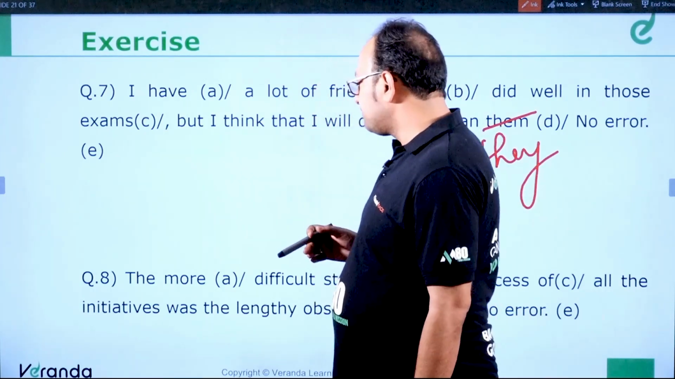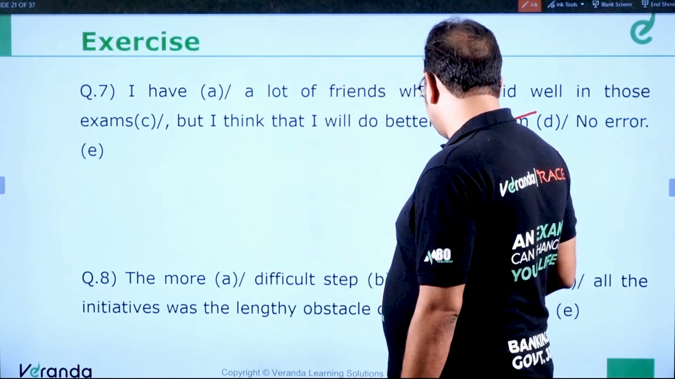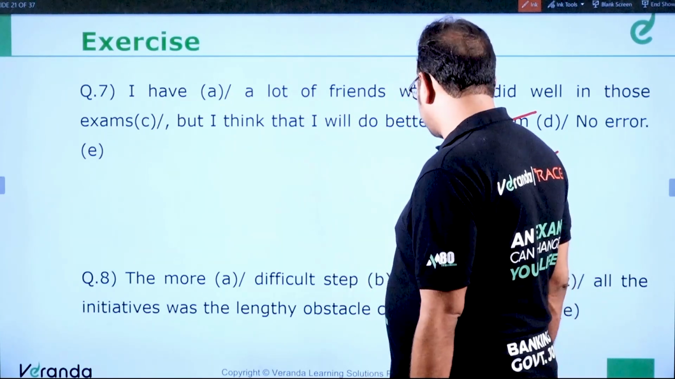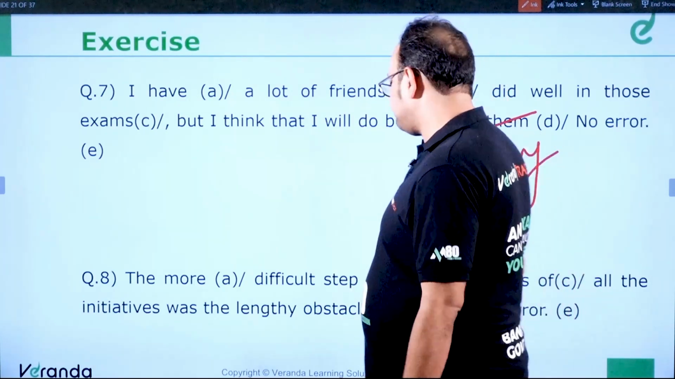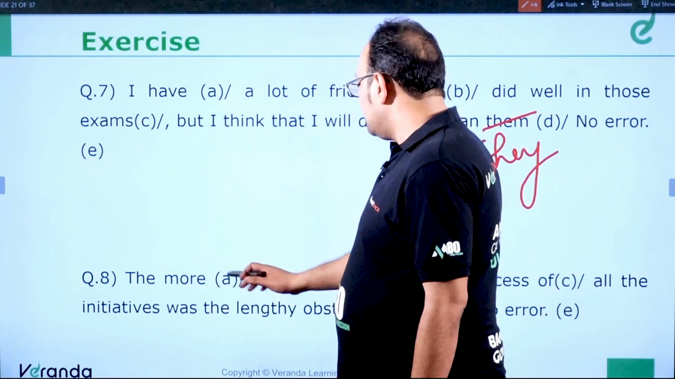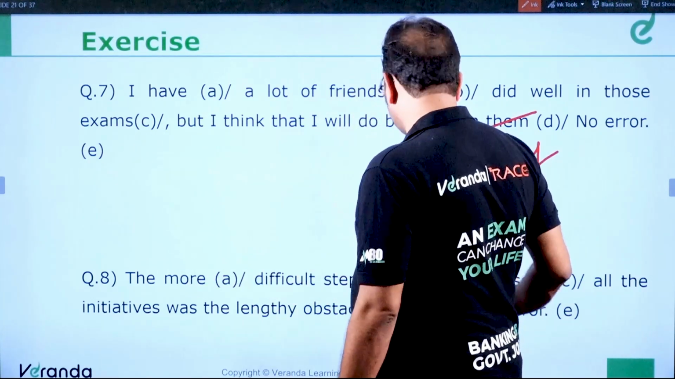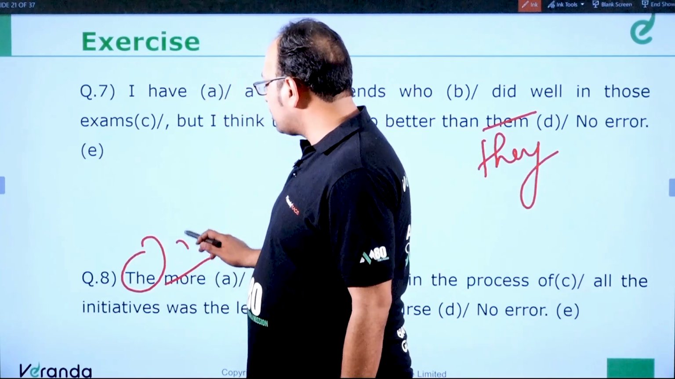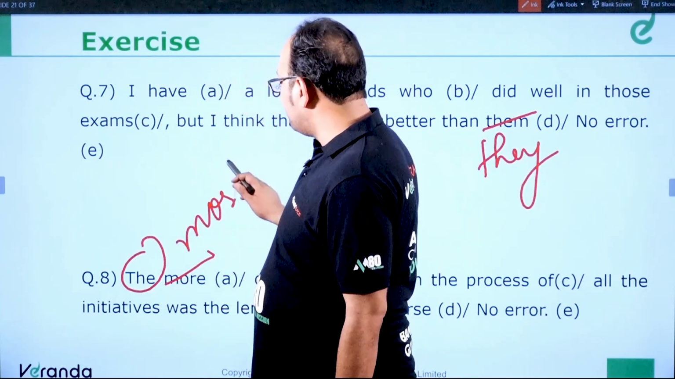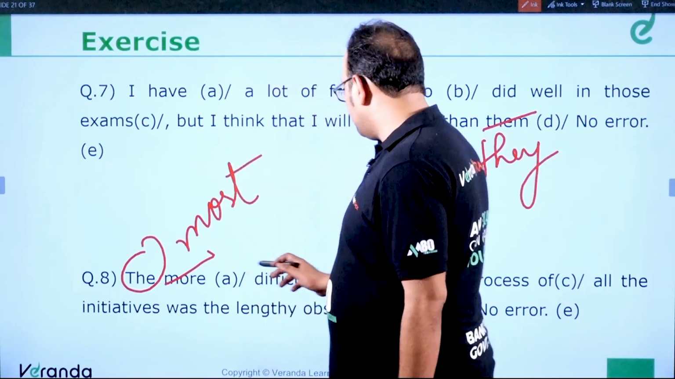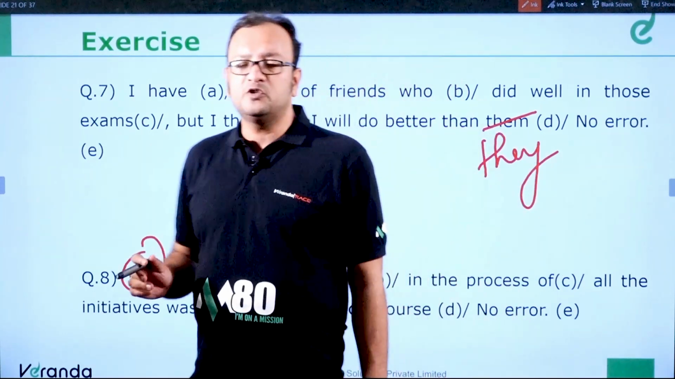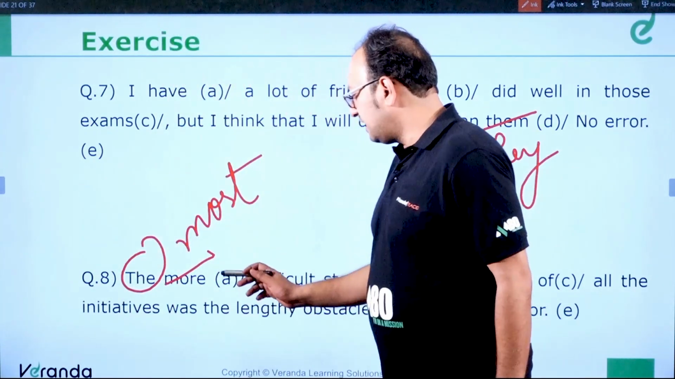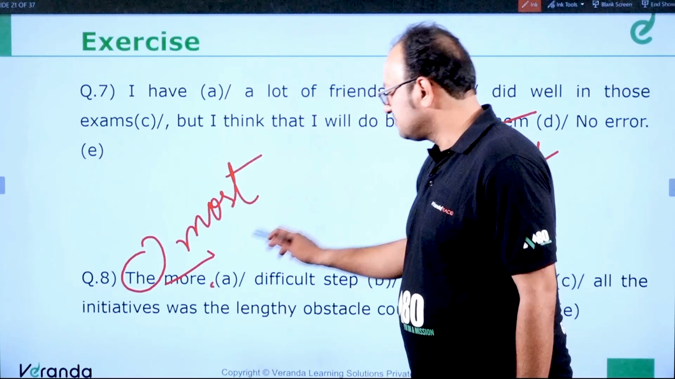Next question number 8. The more difficult step in the process of all the initiatives was the lengthy obstacle course. Okay. The more difficult step in the it should be the most difficult, because it's preceded by the. So more cannot be preceded by the. So it should be the most difficult. Obviously, we are talking about the most difficult step. So it should be superlative, which should be the most difficult step. So error is in part 1. A part has an error.